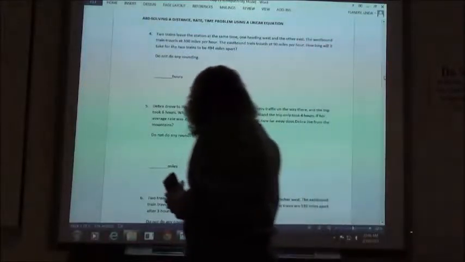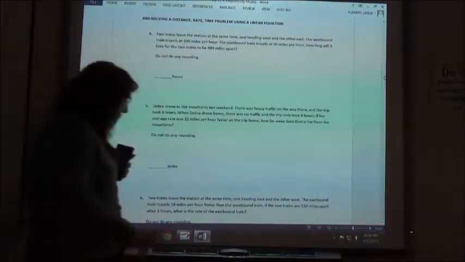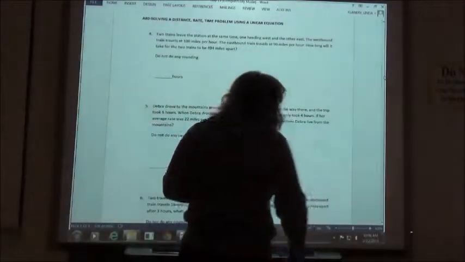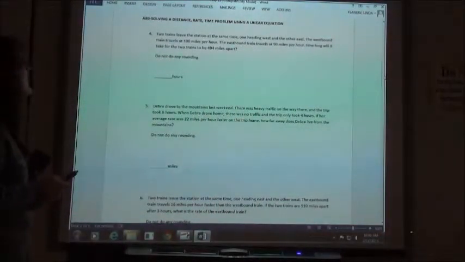Distance, rate, and time problems here. These are the ones where you have trains and cars and boats and whatever else you might be doing. I kind of like to draw pictures as I go because it helps me to see in my head what's going on. Two trains leave the station at the same time.